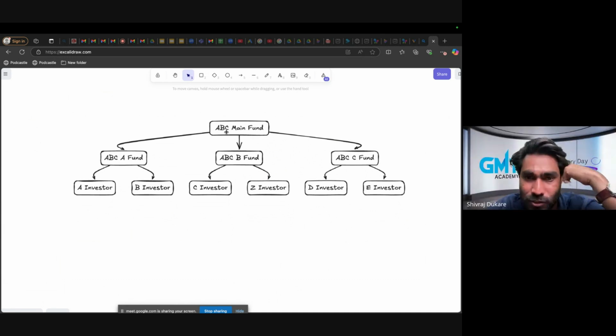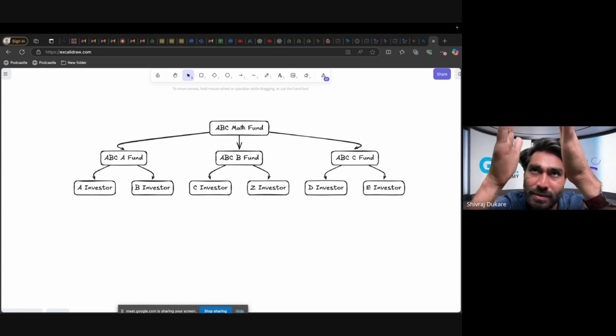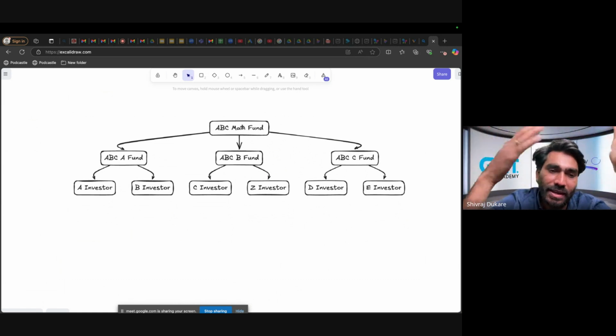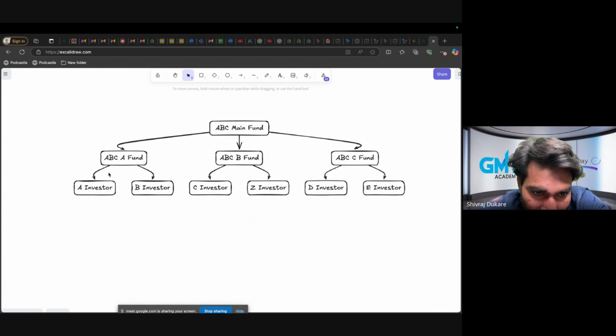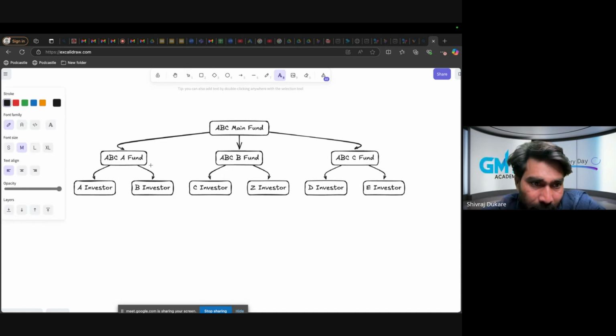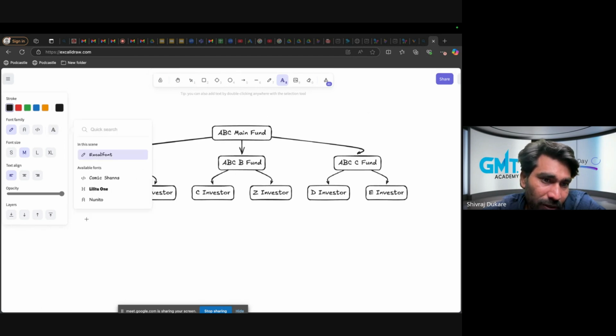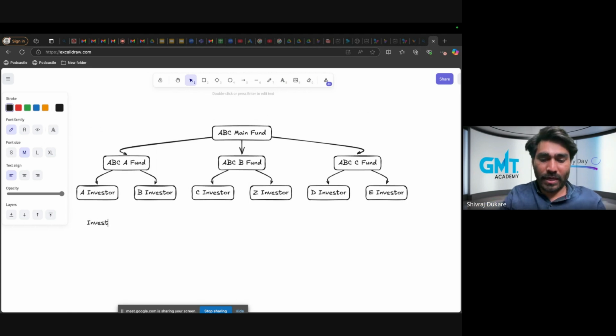Yes. All right. So ABC main fund has different other sub funds, I would say. ABC A fund, ABC B fund, ABC C fund. And the most important part is under ABC A fund, we have A and B investors. Under ABC B fund, we have C and Z investors. And under ABC C fund, we have D investor and E investor. Again, the important thing here could be your investments, or let's say the percentage. Let's say investment is USD, which would be your 100%, right?